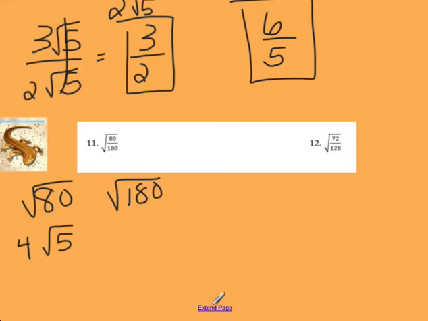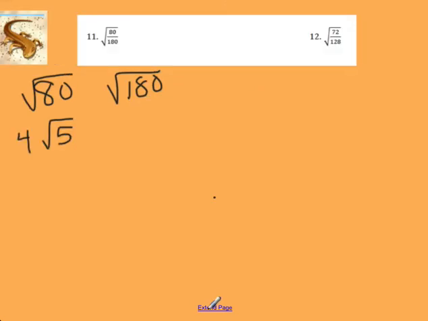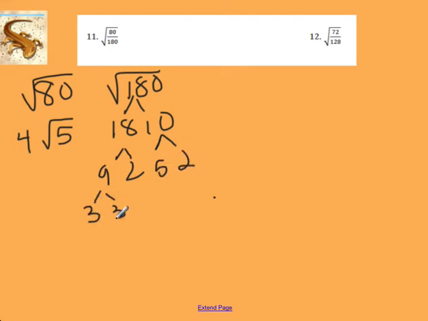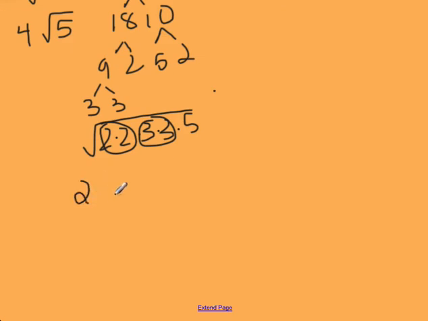So we want to break down 180. How do we break down 180? Well, it's going to be 18 and 10 because it ends in a 0. Then I can split this into 9 and 2. I can split this into 5 and 2. And then I can split that 9 down to 3's. So then I end up getting 2 times 2 times 3 times 3 times 5. So then I have a pair of 2's, I have a pair of 3's. So I can take each of those out. 2 times 3 square root of 5 is going to be 6 square root of 5.